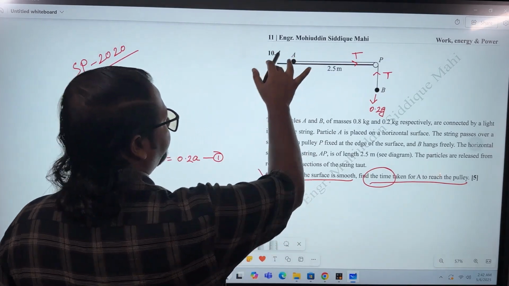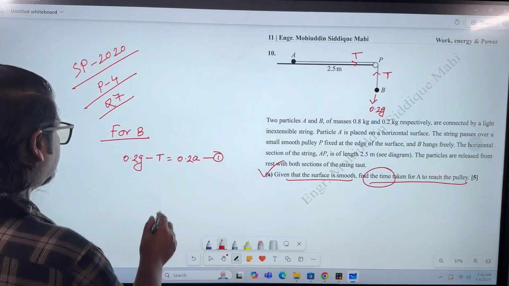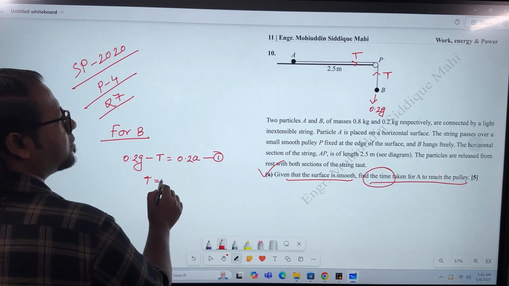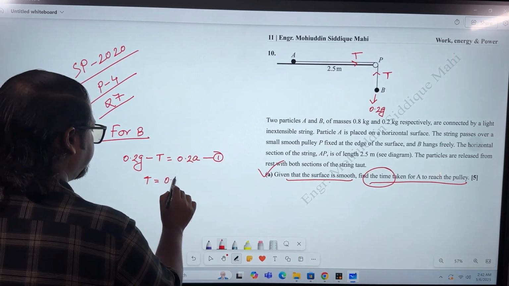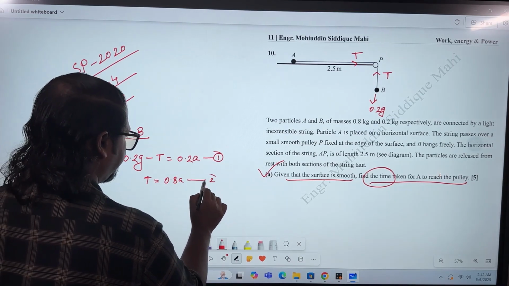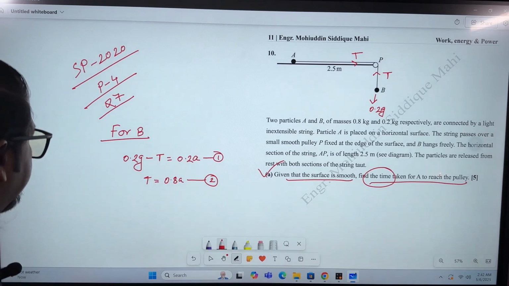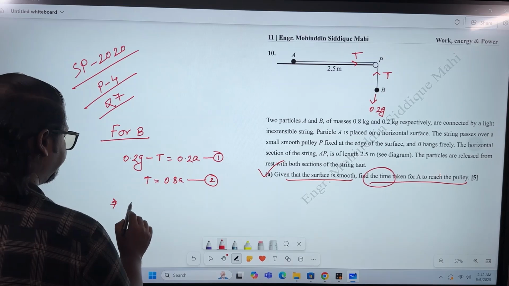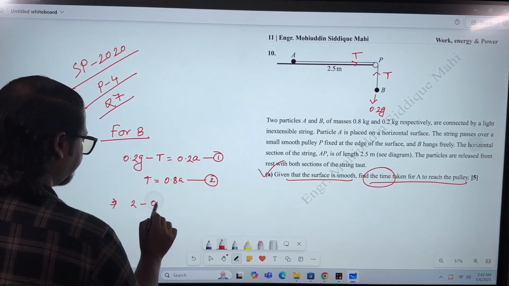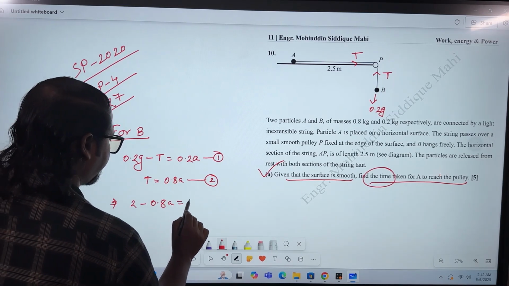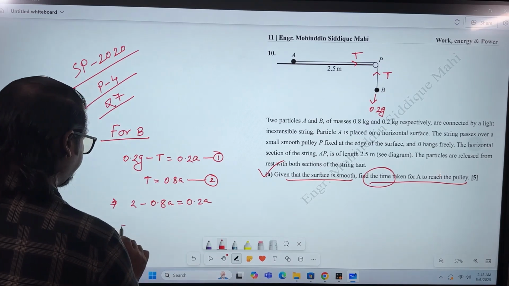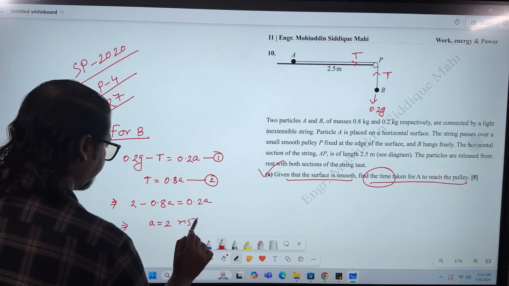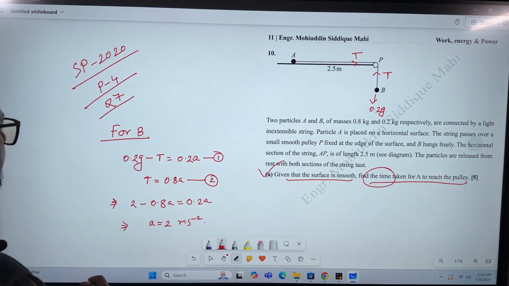And A is going to move to the right. As there is no friction, there is no resistive force, so tension T will produce the acceleration for A. So T equals mass into acceleration. Mass of A is 0.8. Now we need to solve these two equations simultaneously. Then we will have the value of a, right? So the value of a is 2 meter per second square.